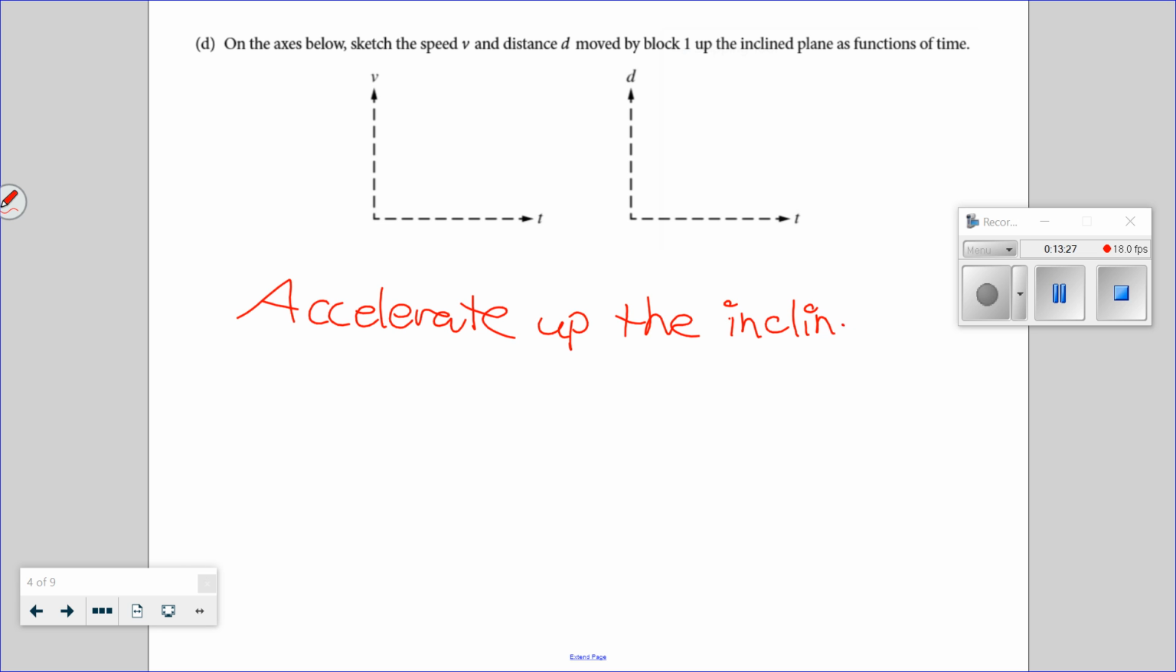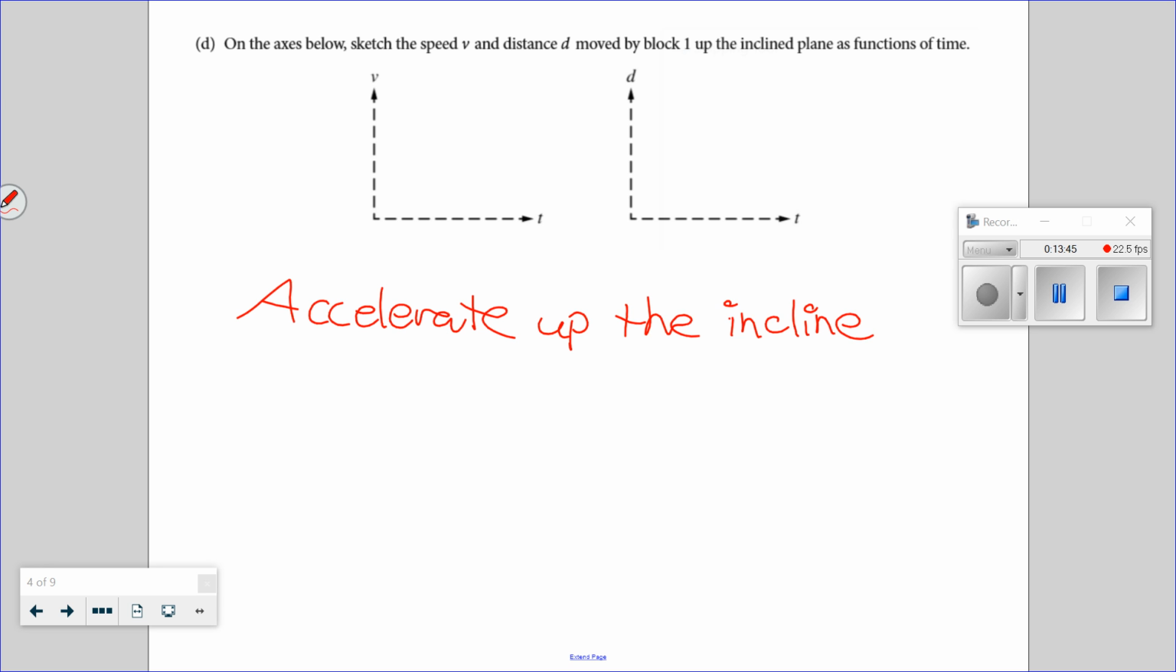Will it have constant acceleration? Will the friction change? No, the normal force won't change. Will mg sine theta change? Nope, not till it hits the pulley. What about gravity, m2? No, that won't change. Nothing will change. It will be constant. Just do a quick checklist in your brain.